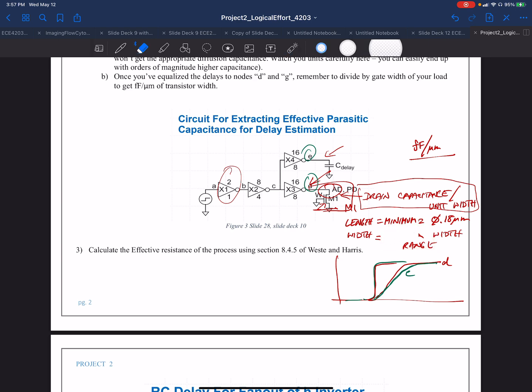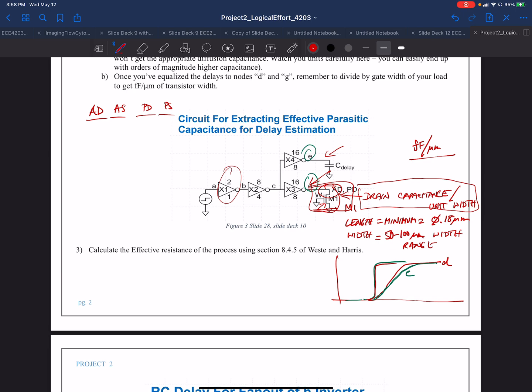Sorry, so 50 to 100 micrometer width. Okay. The second question I got is, how do you decide on the transistor area drain, area source, perimeter drain, perimeter source? Those are parameters you have to plug into this device to get the parasitic capacitance of the drain and source.